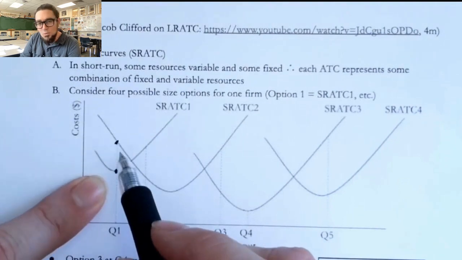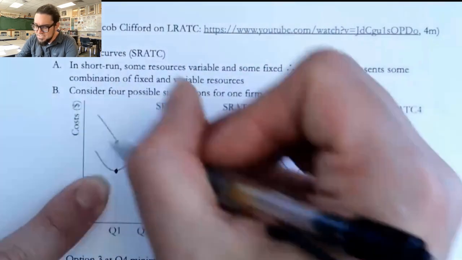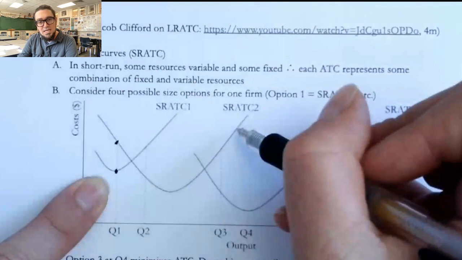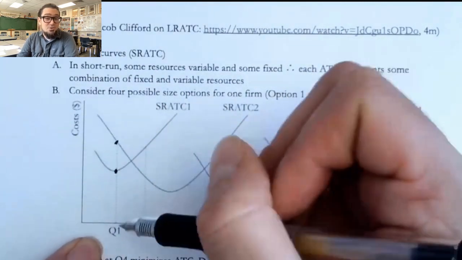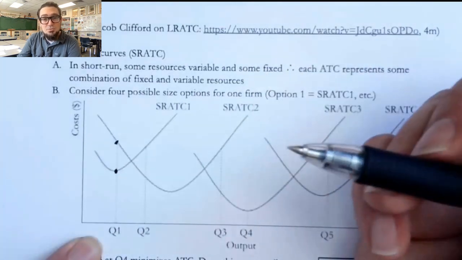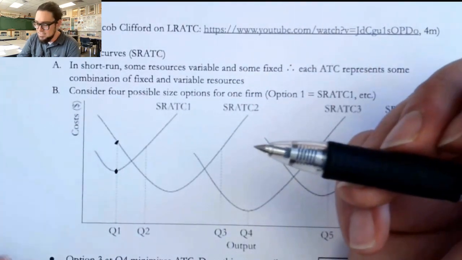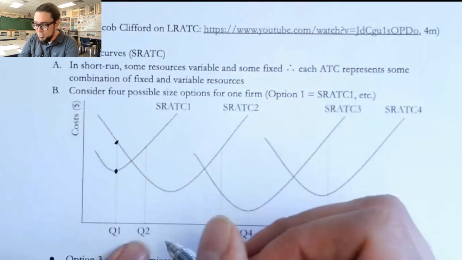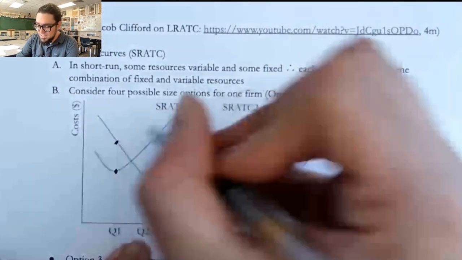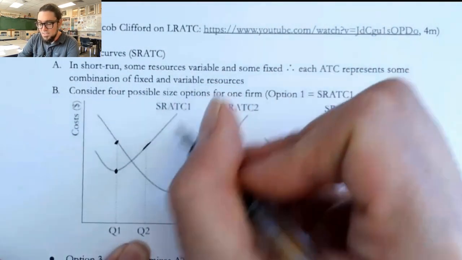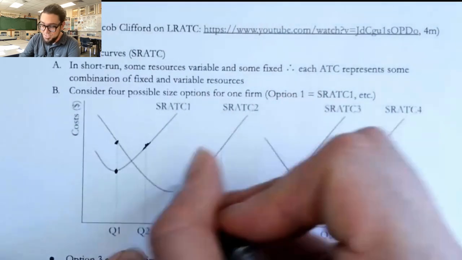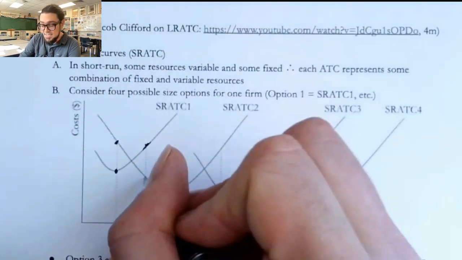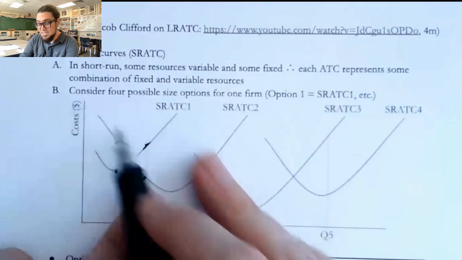Think for a second about why that would be. SRATC2 is a bigger factory and more workers. Why would there be a higher average cost for this very low quantity of output? Well, it's because you're underusing all of your resources. You have some excess capacity, is what we would call it. Contrast that to Q2. If we're at SRATC1, the actual cost of producing Q2 is pretty high, but with a larger quantity, it might make more sense to double the factory size and produce using SRATC2.